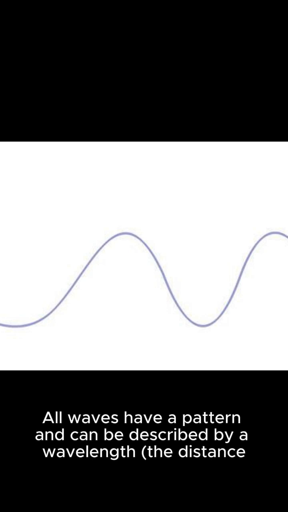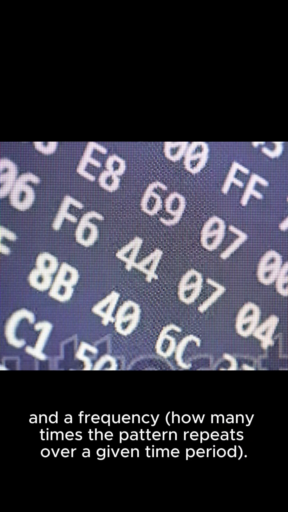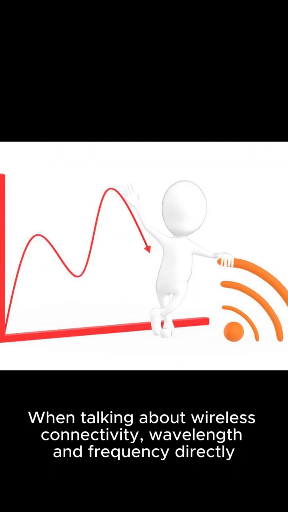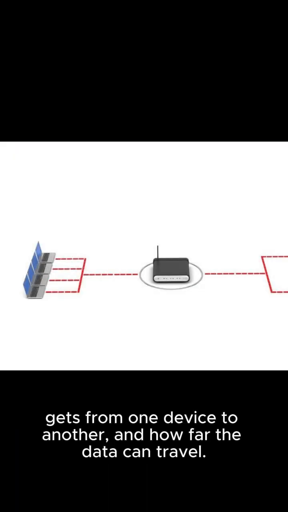All waves have a pattern and can be described by a wavelength, the distance a wave travels before the pattern repeats itself, and a frequency, how many times the pattern repeats over a given time period. When talking about wireless connectivity, wavelength and frequency directly impact the amount of data that can be sent, the speed at which data gets from one device to another, and how far the data can travel.